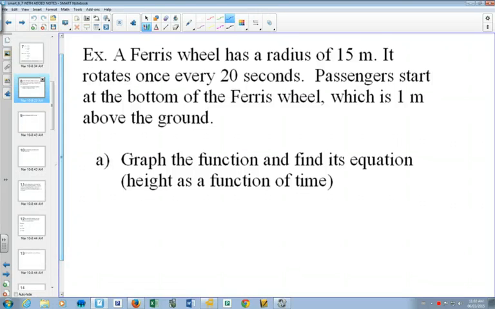So we already saw a Ferris wheel question at the getting started. Yes, I have extra sheets.